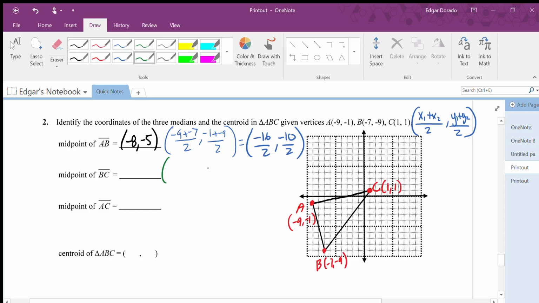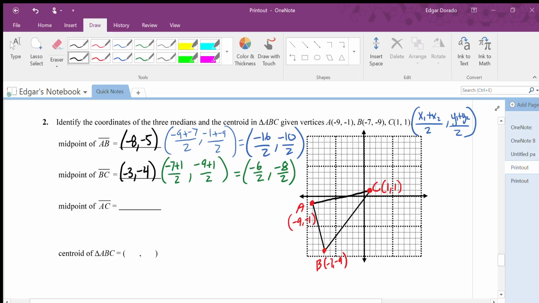Next one, my midpoint formula is going to be BC. So let's do -7 plus 1 over 2, and -9 plus 1 over 2. This is going to give me -6 over 2 and -8 over 2, for a final answer here of -3 comma -4.